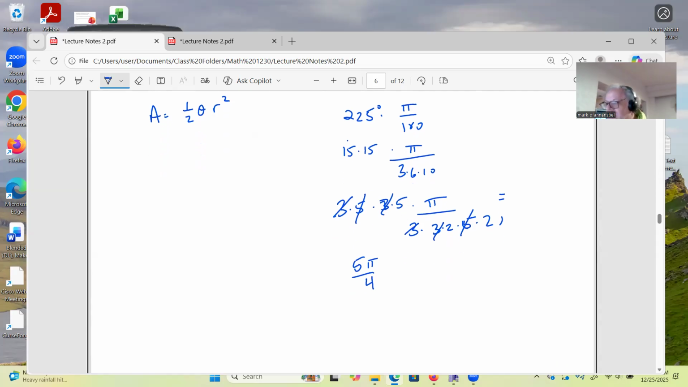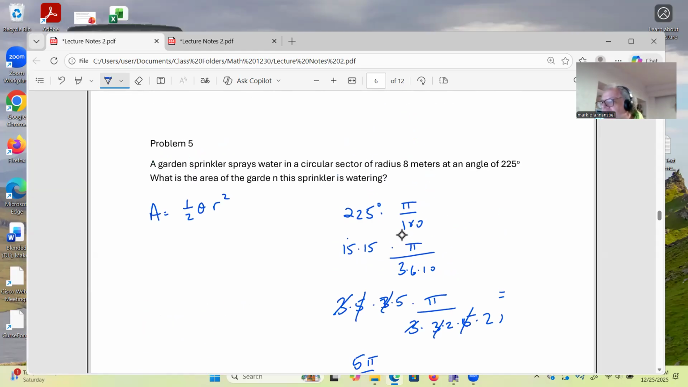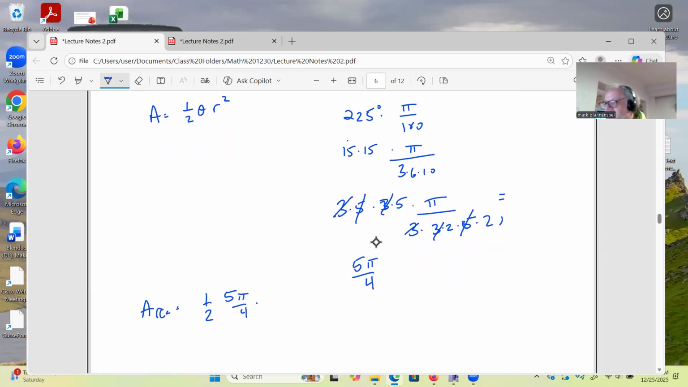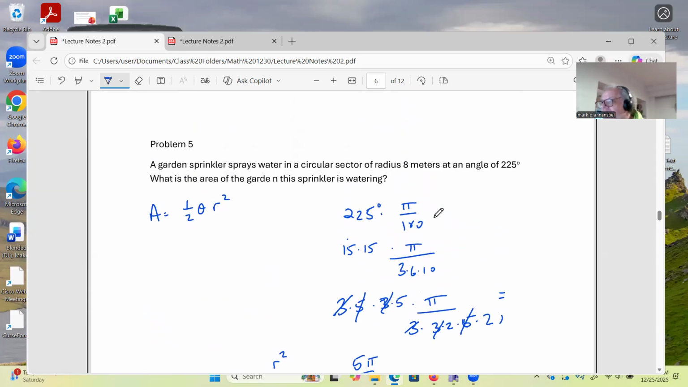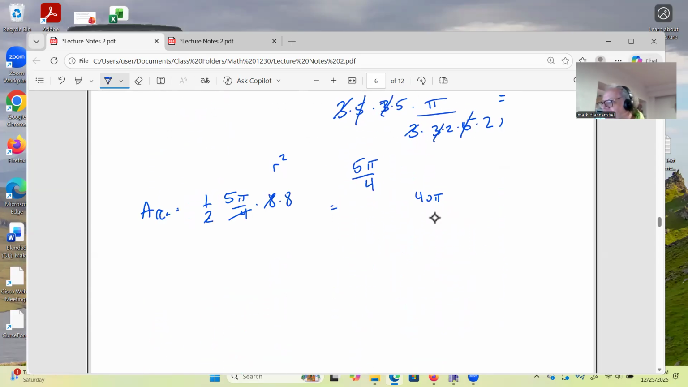My area is going to be 1/2 times theta, 5 pi over 4, times my r squared, which is 8 times 8, so 64. 2 times 4 is 8, so we can cancel out some stuff with some 8s. And we have 5 pi times 8, so this is going to be 40 pi. I think it's square meters. Yep, so we have meters squared here, and that's my area.